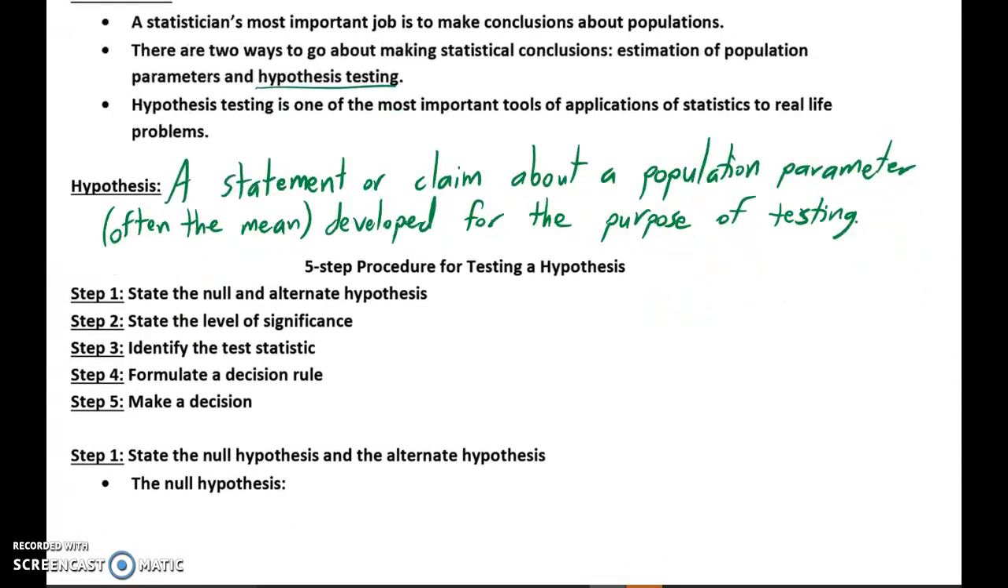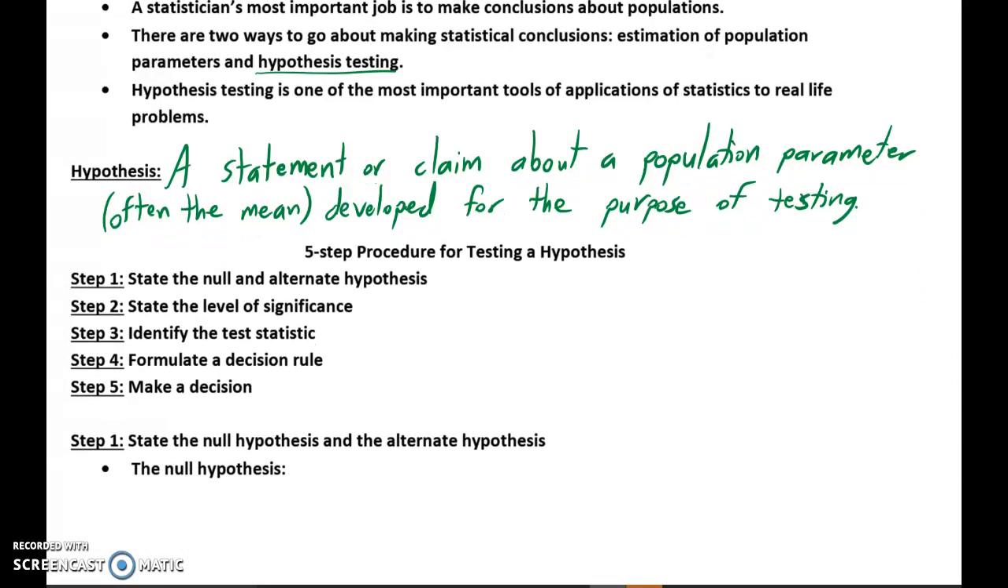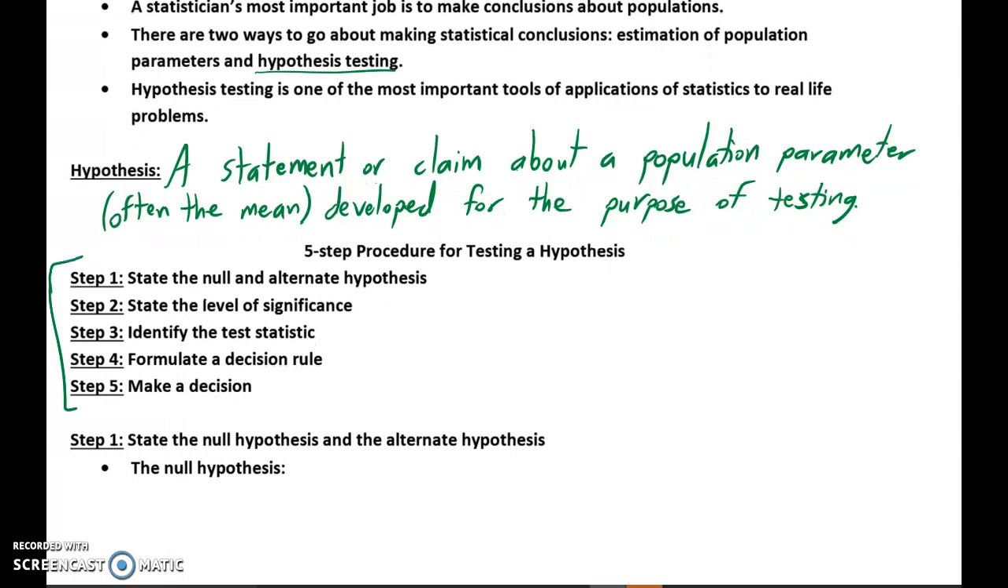And there's going to be a 5-step procedure, and the cool thing is these are the same 5 steps that we will use for the rest of the semester. Your first step is going to be to state the null and alternative hypothesis. More about these individual steps here in a second. Then we're going to state the level of significance, okay? At what point do we finally decide to reject our null hypothesis and say our alternate is correct?